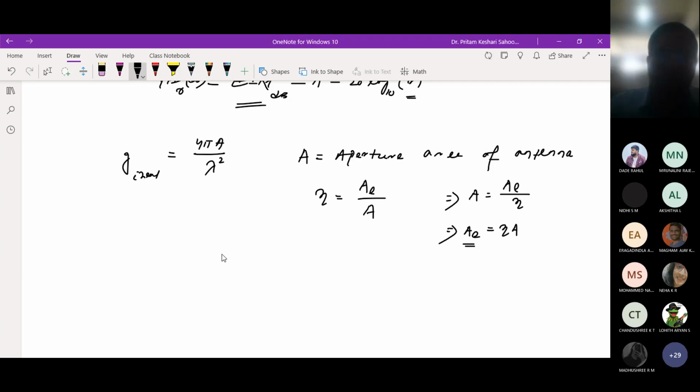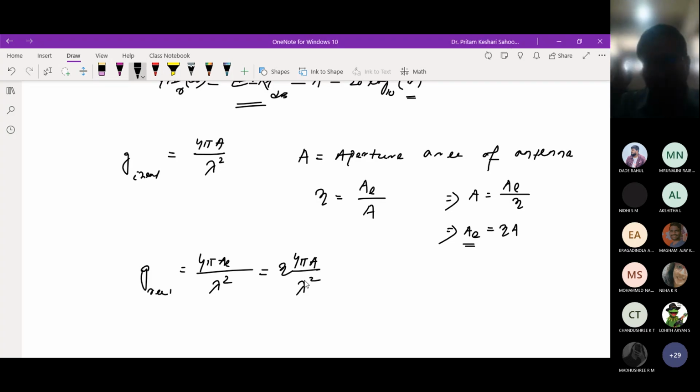So we can write what is the real antenna gain. The real antenna gain is nothing but 4 pi AE divided by lambda square. Now using this value of AE, which is eta into A, we can write eta into 4 pi A divided by lambda square. So this represents the real antenna gain.